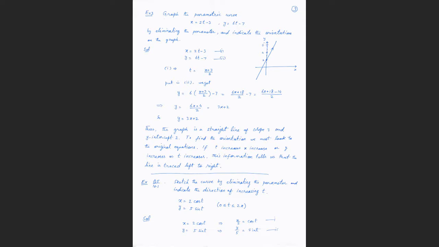This is what it says in the last part: if t increases, x increases and y increases. This information tells us that the line moves left to right. Left to right means going upward. So this is the graph. You can say this from these points, or you can draw the graph as I explained on the whiteboard. So, any question regarding this example?